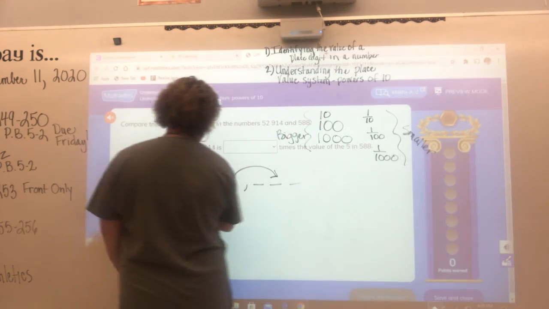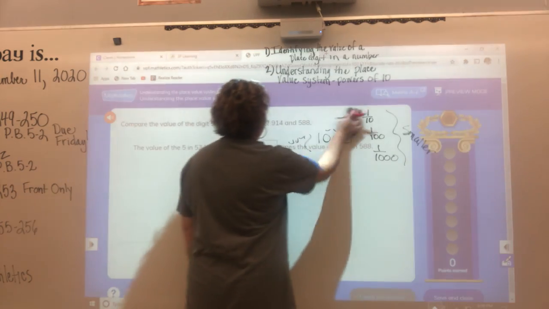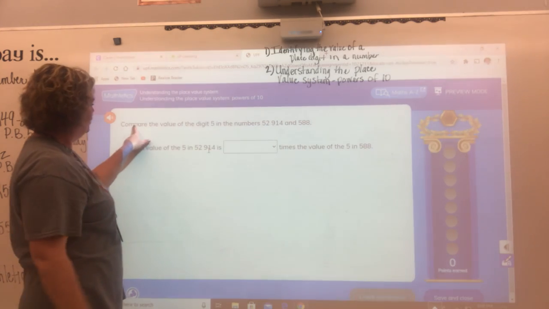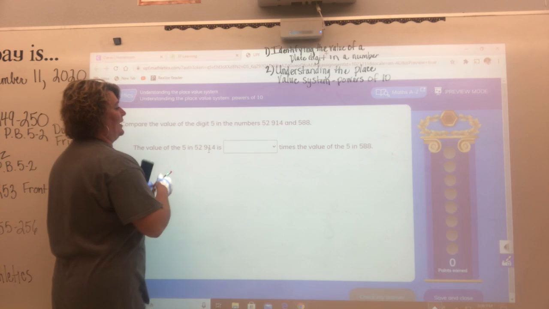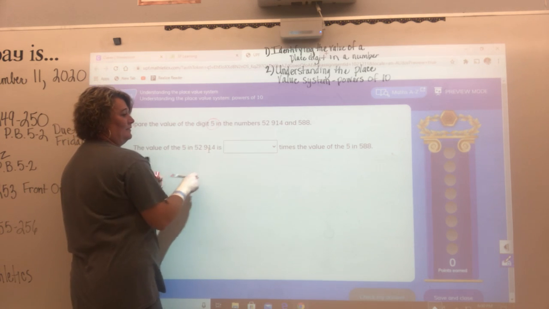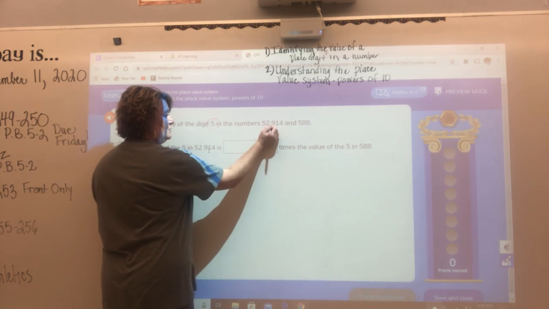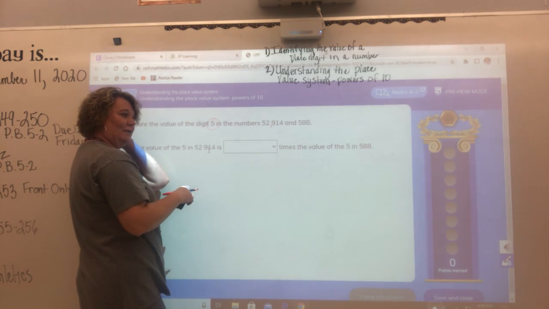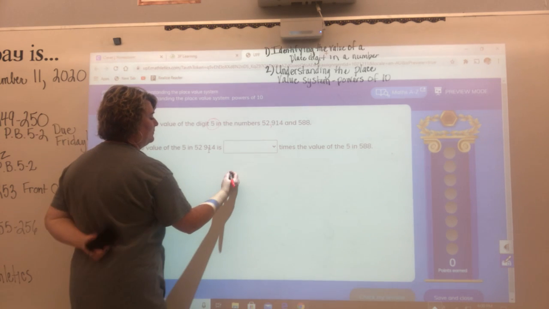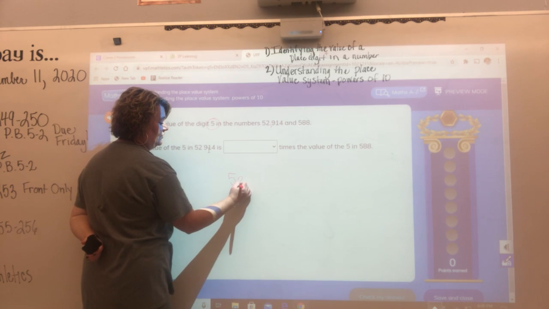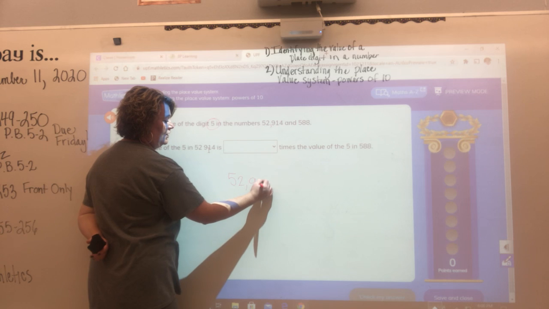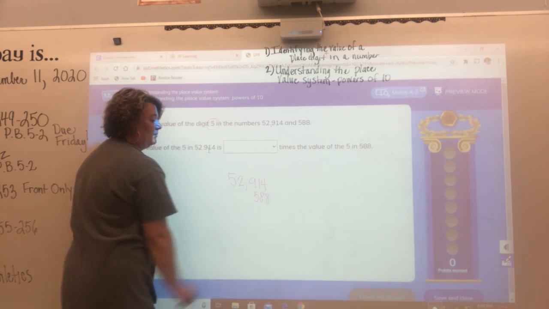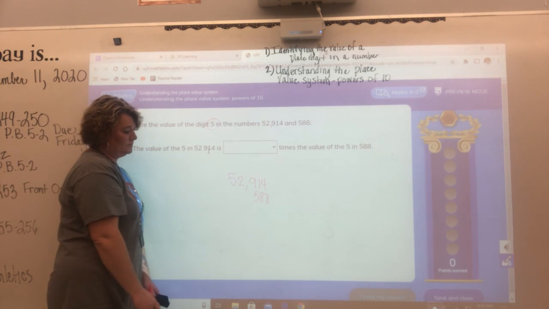So, you should have all that on your scrap paper. Now let's do some of this. You're going to compare the value of the digit 5. You're looking for the 5 in these numbers. And, I mean, that's weird to me, so I'm going to go ahead and put a comma there. 52,914 and 588. I don't think it would be a bad idea if you stack these on top of each other. 52,914, 588. I don't think it would be a bad idea to stack them on top of each other.